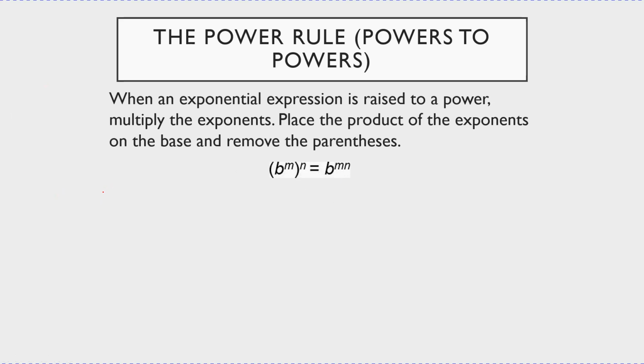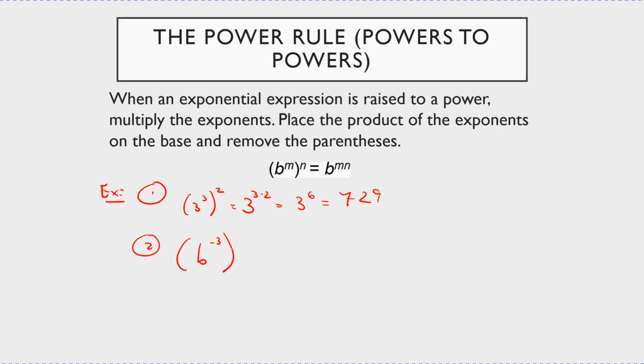For example, let me show you some problems. Suppose I have 3 cubed, squared. It's a power to a power. So this just becomes 3, and you take the exponents 3 times 2. Well, 3 times 2 gets me 6. And 3 to the 6th power is 729. Or how about this one? If I have b to the negative 3 raised to the negative 4 power.